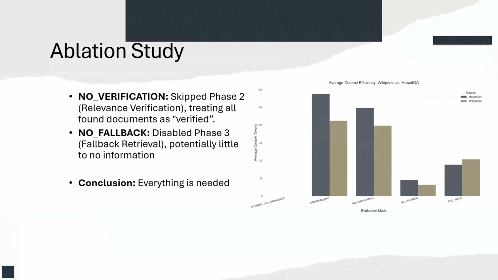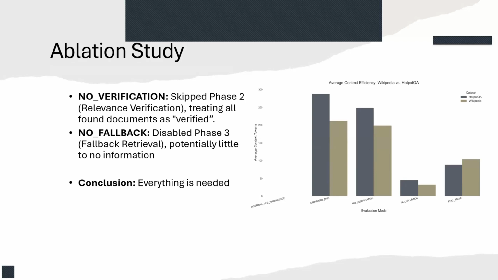everything actually is needed. And then we started with a no verification, and then we skipped phase 2, which was the relevance verification step, and that was by treating all the found documents as verified. And here you can see on the graph on the right that it had almost as many tokens as the standard RAG. And this seems to have introduced the noise back into the system.